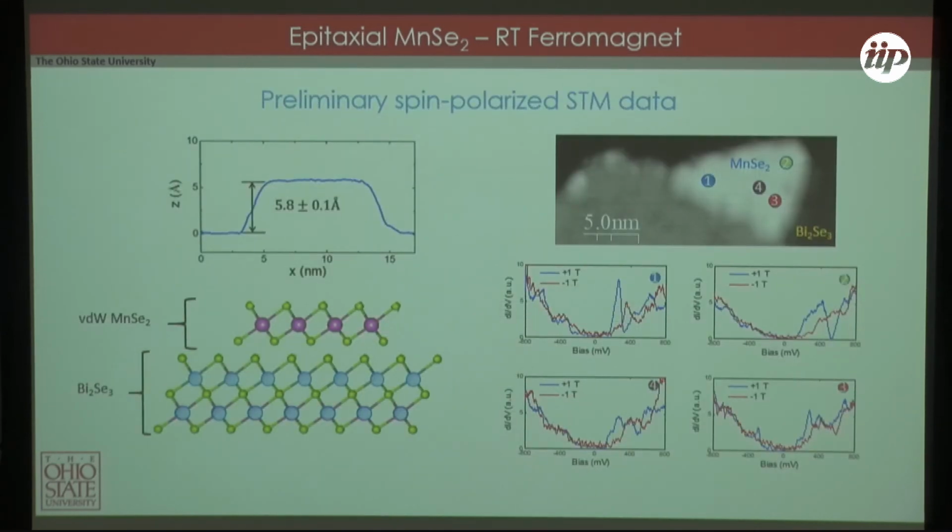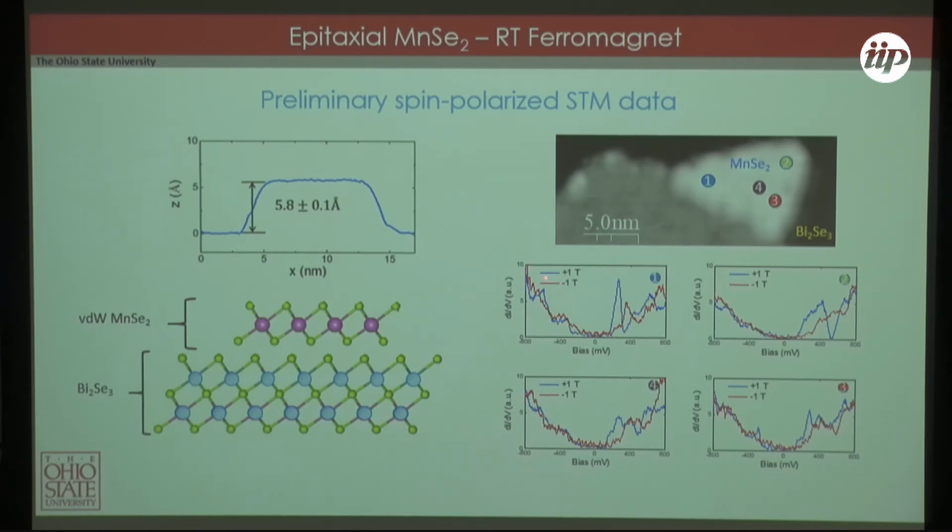We started measuring a different system, and that other system took hold of the STM for half a year because it was generating great data. So this is still preliminary data, but this is manganese diselenide that was grown on bismuth selenide. And the step height is about 6 angstrom, which is manganese diselenide. And we just have point spectra here and there. We don't yet have images, but we hopefully will get this in the next couple of months.